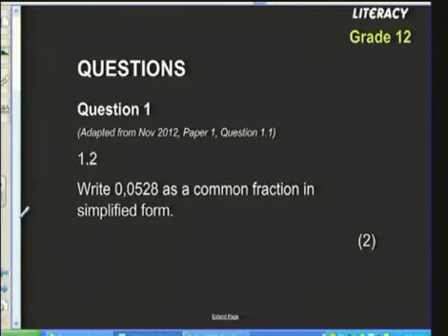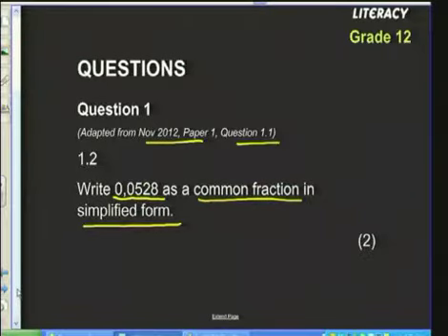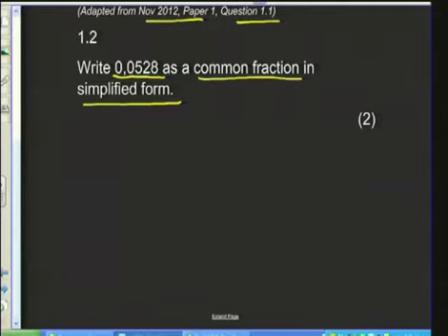Now, next question, adapted from the same paper, question 1.1. Now it says write 0,0528 as a common fraction in simplified form. Now what we're going to do is see what this actually means. Let's get a little bit more paper. This 0,0528 means 528 over, and I've got a 1 with 4 zeros, 10,000. That is what the number means.